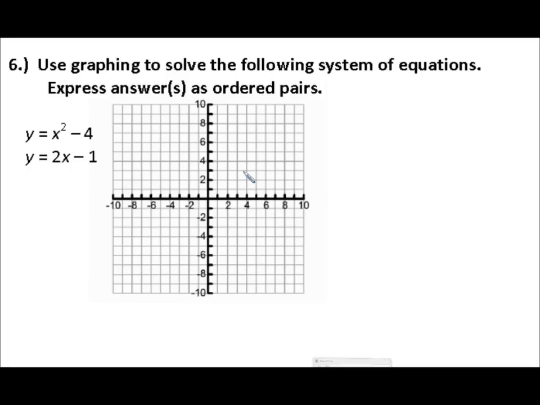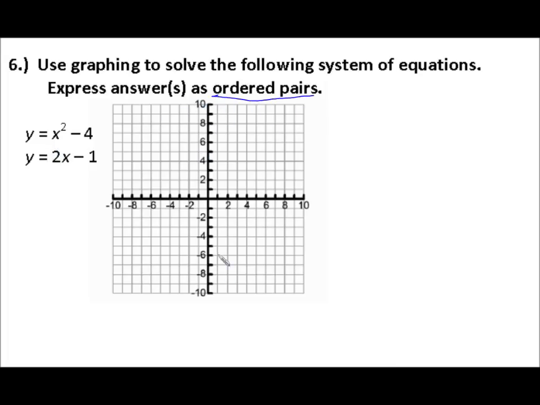New problem. This problem, to be honest, was not missed all that much on the test, but I did want to review solving systems of equations by graphing. And whether it's in y equals form or not, we need to make sure that if we get into y equals form, we can graph the two equations, find the points of intersection, and those are your solutions, and those are always going to be ordered pairs.